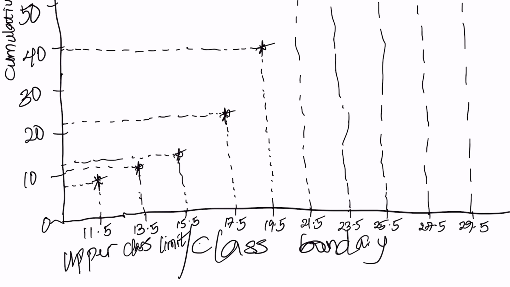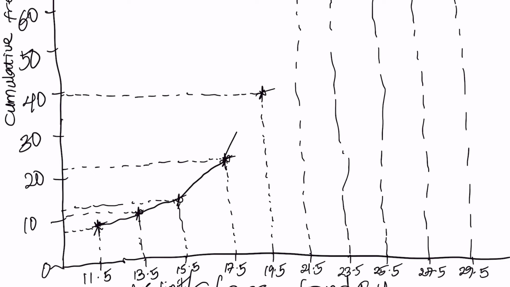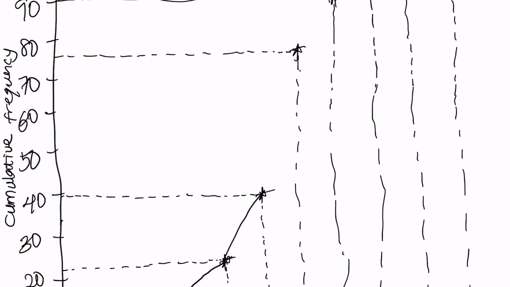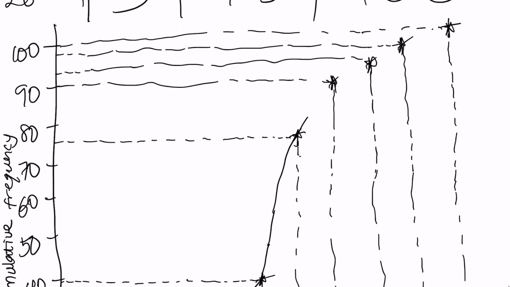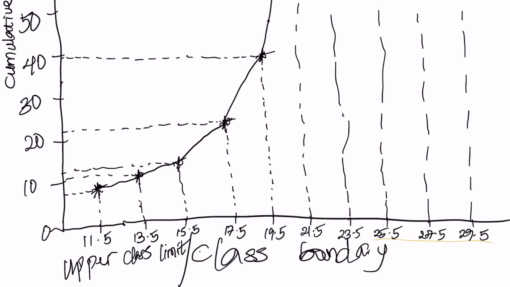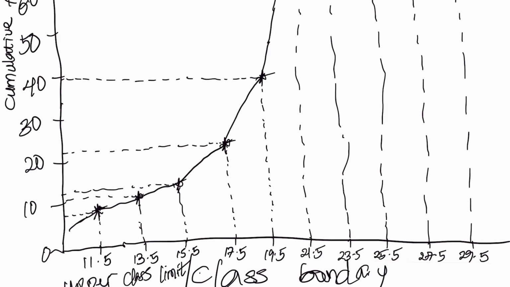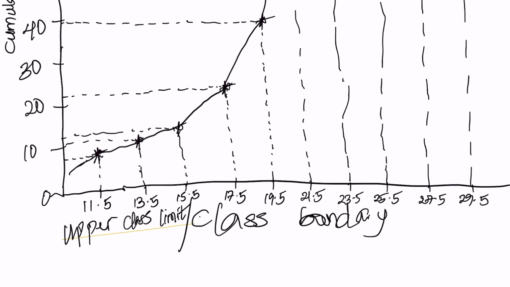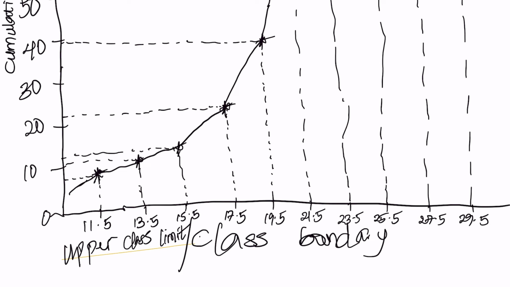Now we connect the points together. So we've drawn our cumulative frequency curve. This is our cumulative frequency curve. And the first question says, calculate Q3.